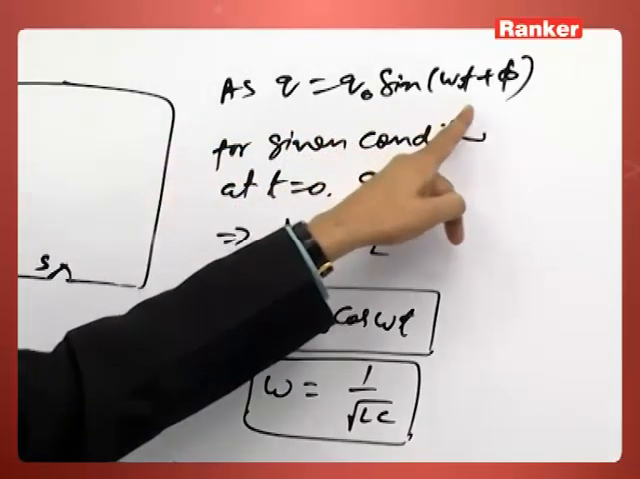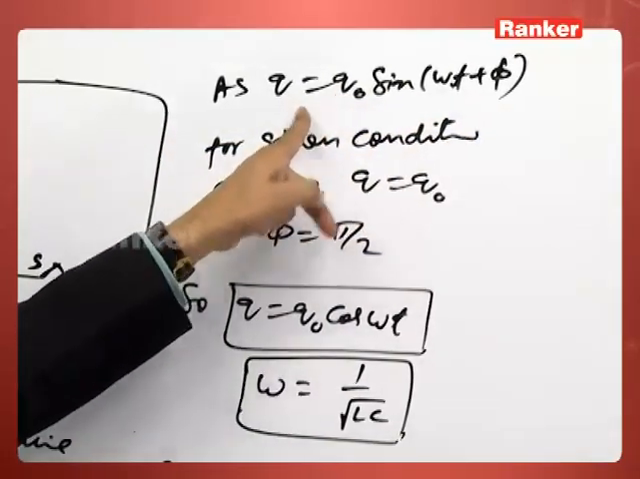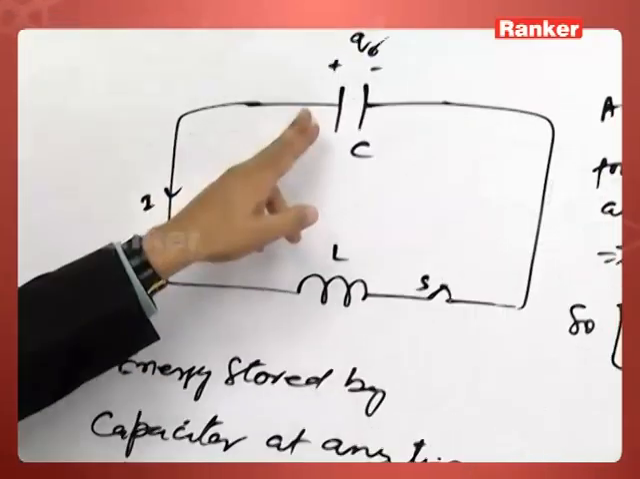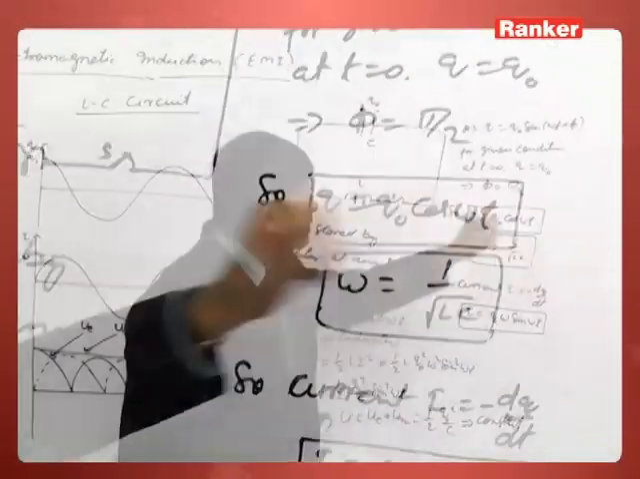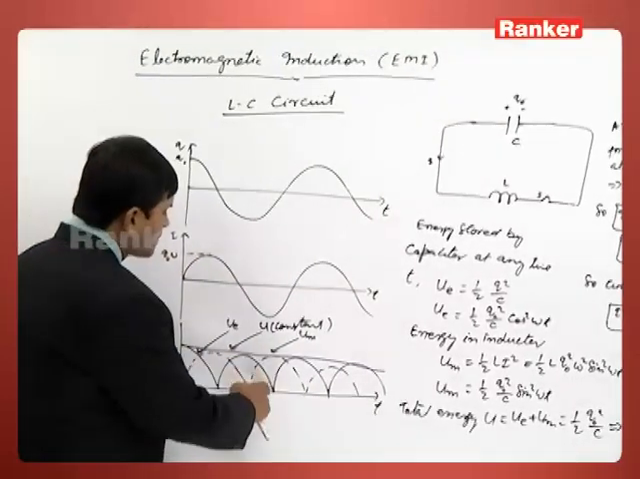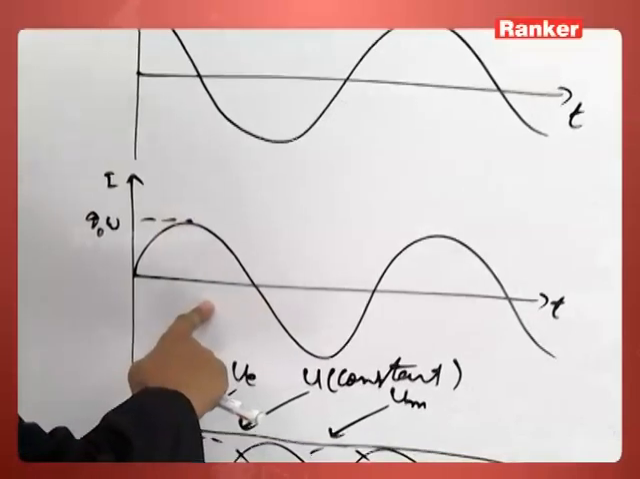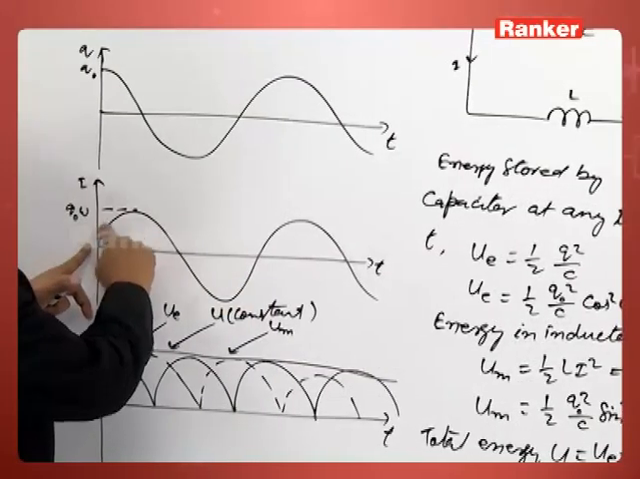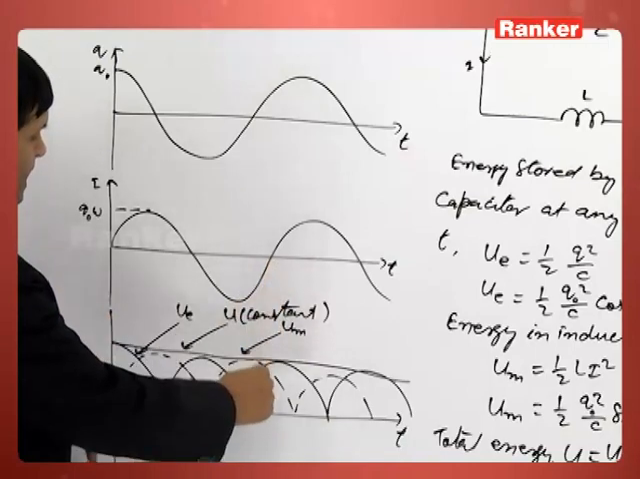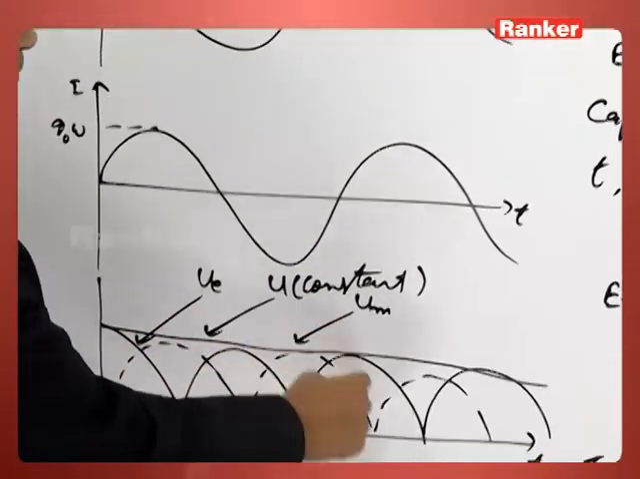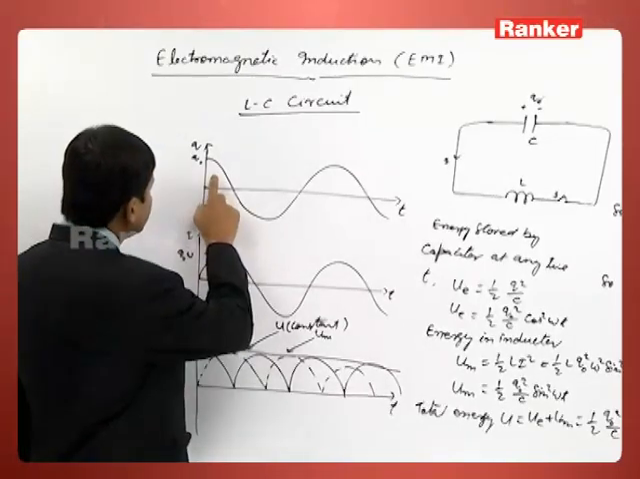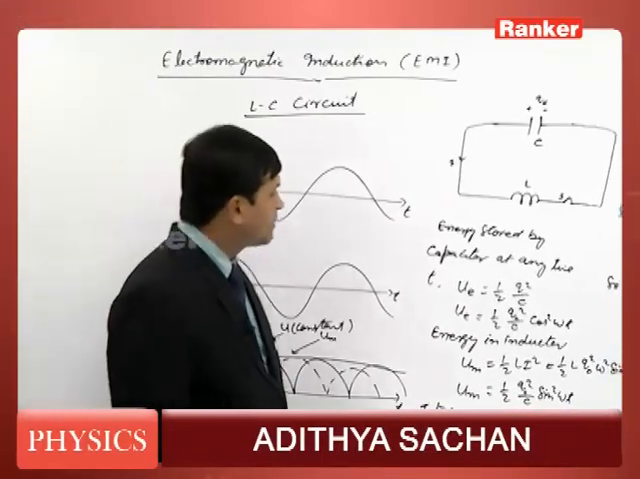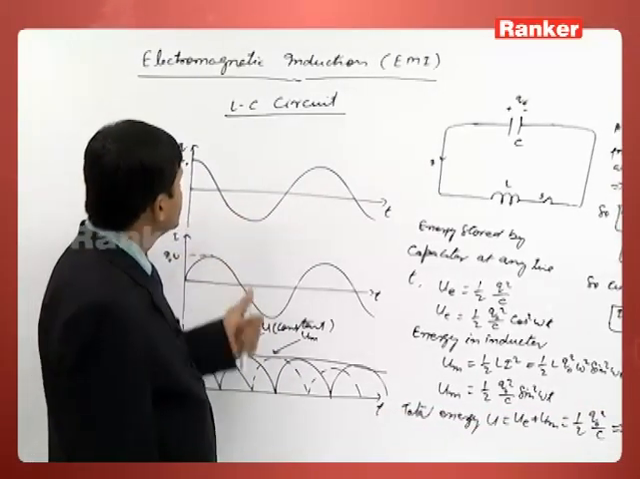Q is equal to Q naught sine omega t plus phi, and that solution changes as our phi value changes. Charge varies according to the frequency omega, but energy varies according to the frequency 2 omega, because there is no negative component of the energy, all are positive. So this is 1 cycle of current; in the same time, 2 cycles of energy are completed. So if the frequency of variation of current and charge is F, then the frequency of variation of energy will be 2F. So this is the general theory related to the LC circuit.